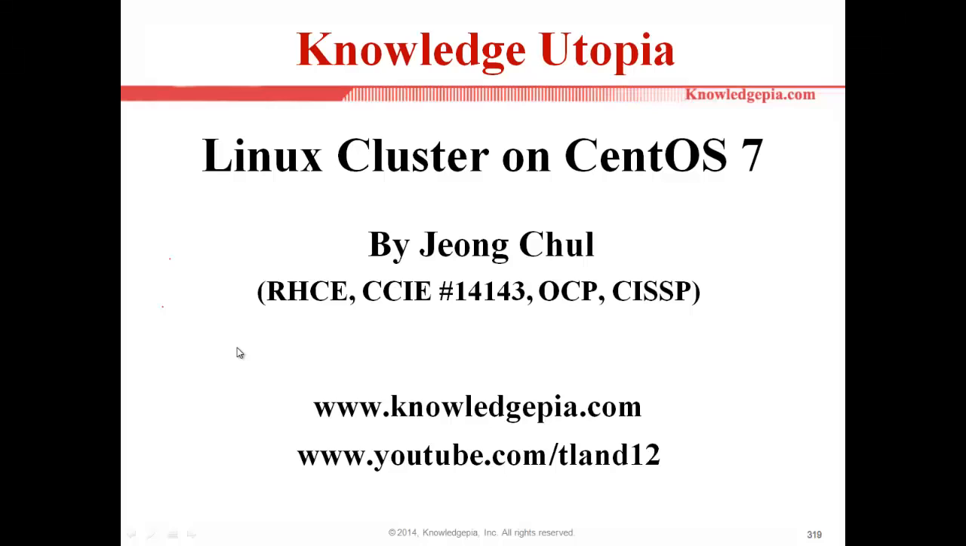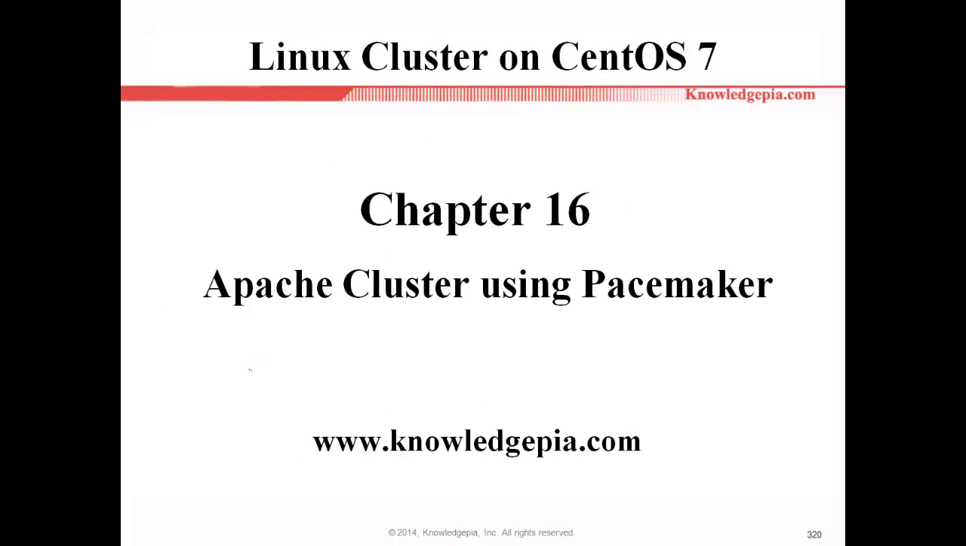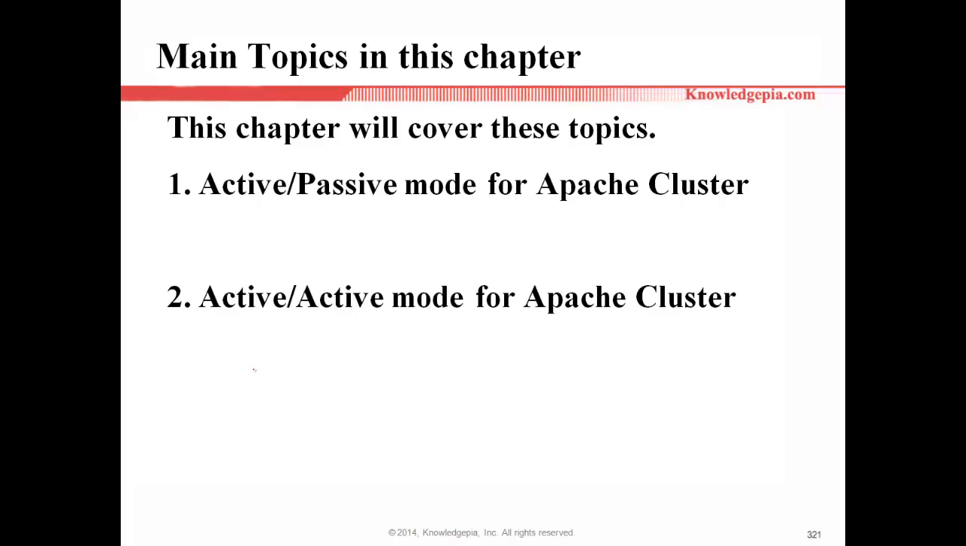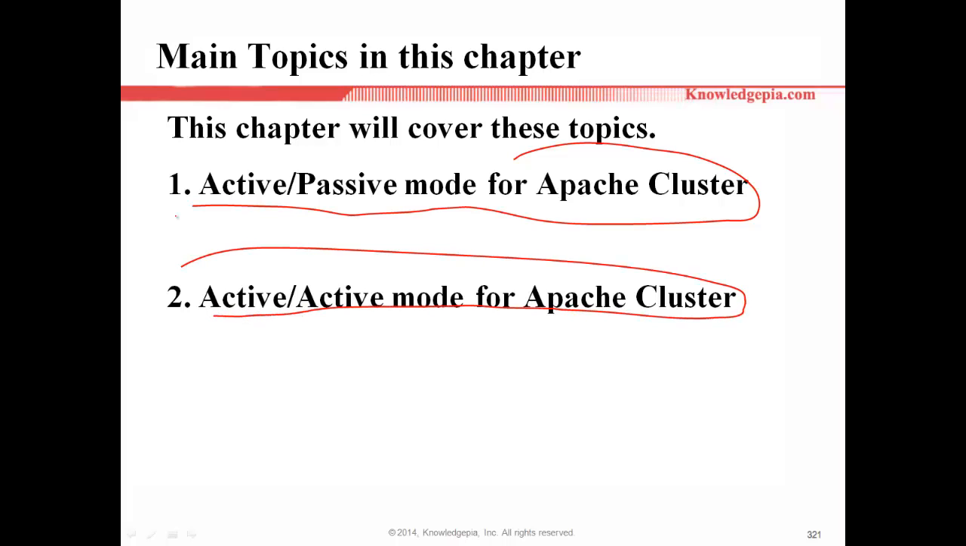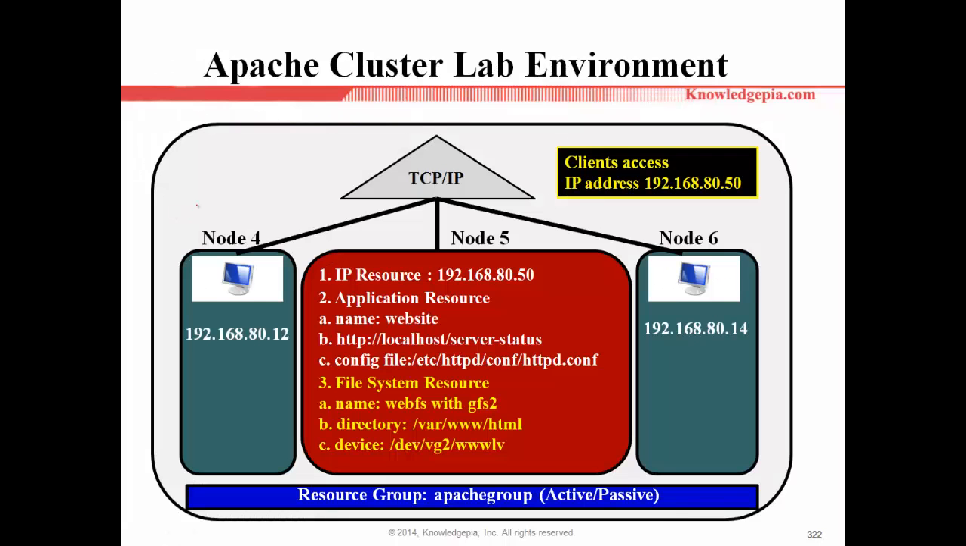Hello everyone. Linux Cluster on CentOS 7, Chapter 16: Apache Cluster using Pacemaker. The main topics in this chapter cover two topics. The first topic is active and passive mode for Apache cluster, and the second topic is active and active mode for Apache cluster.